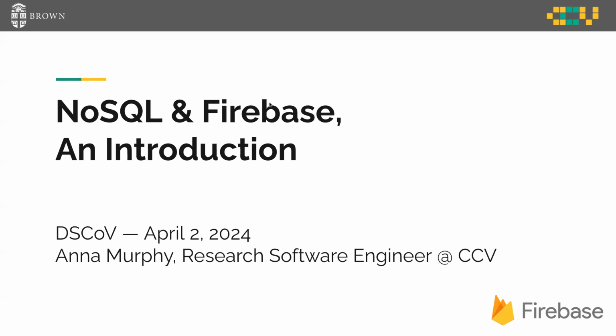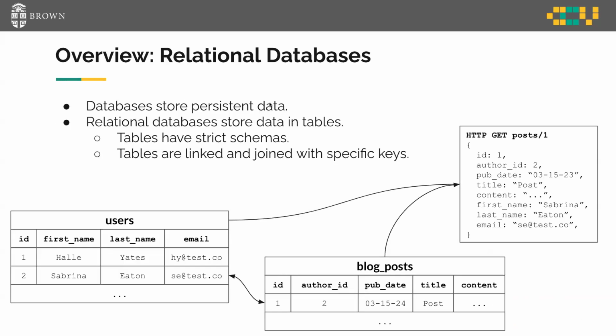And yeah, I think a pretty good place to start with this is to talk about the ways in which NoSQL differs from SQL, which is the more familiar kind of database. So we're going to talk about that as a quick overview. So databases in general are just a method to store persistent data over time in an organized fashion that you can access easily.